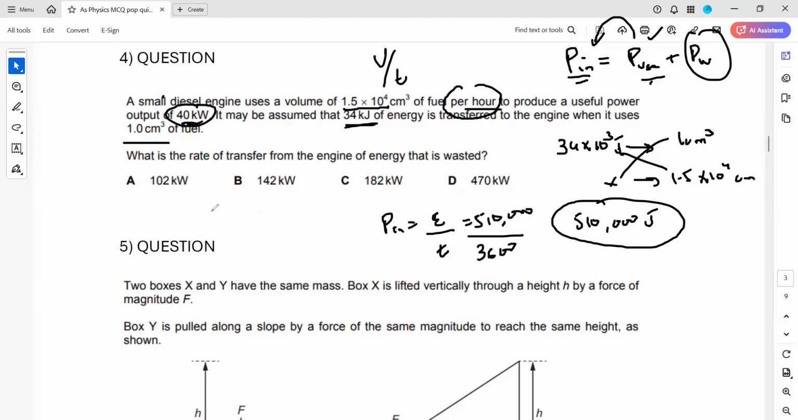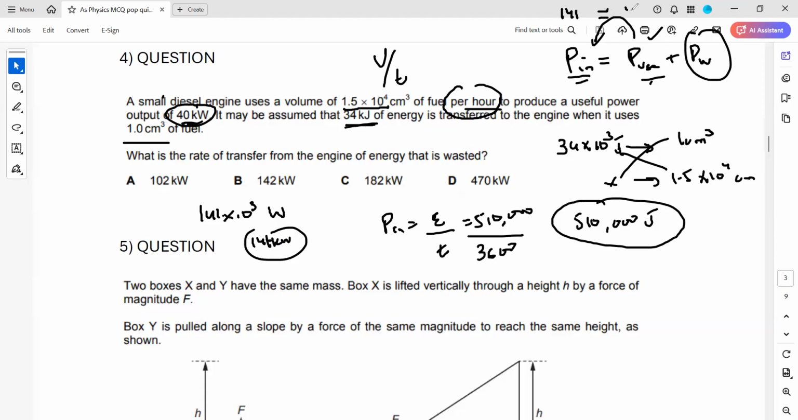which is 141.67. Okay, 141 into 10 to the power 3 joules. Sorry, watt, because it is a power. So 141 exponent 3 watt is there. The numbers are 141.6. So I can say 141 kilowatt is the input power. This is the power which we give. So 141 is the input power.